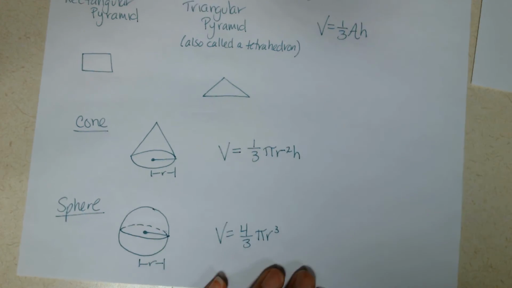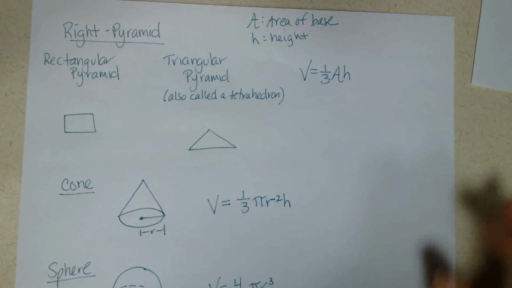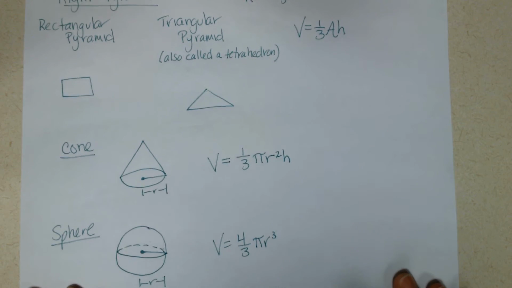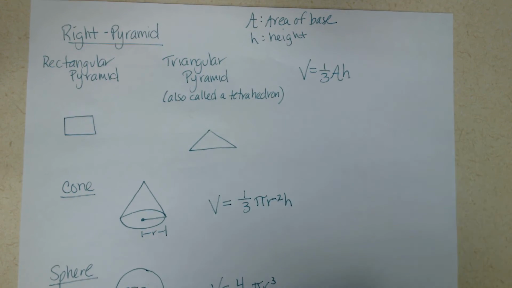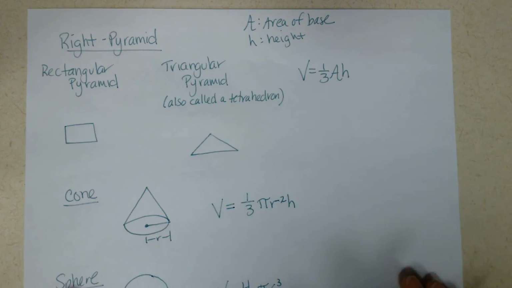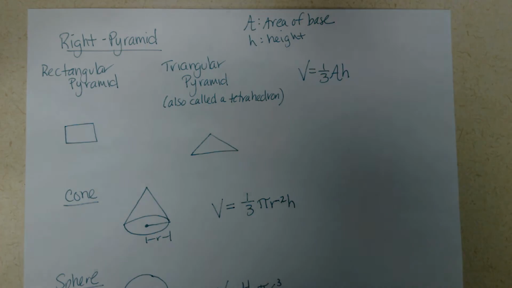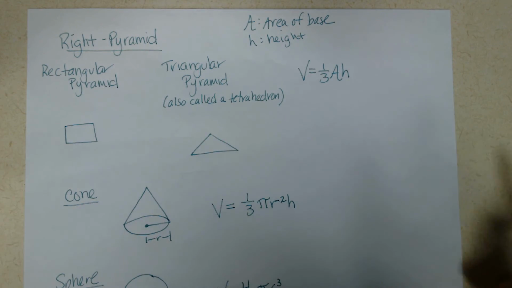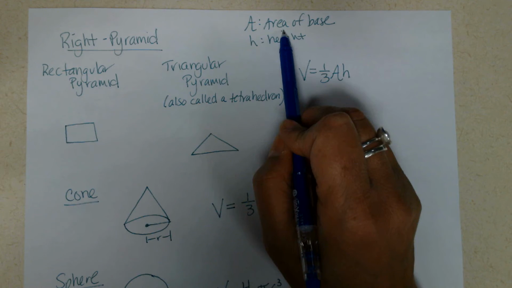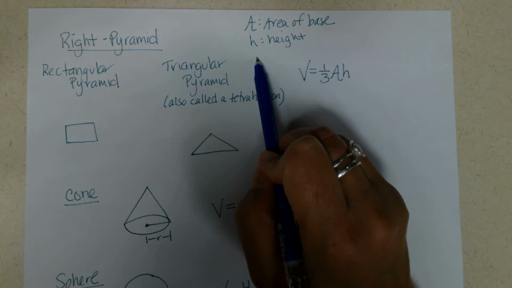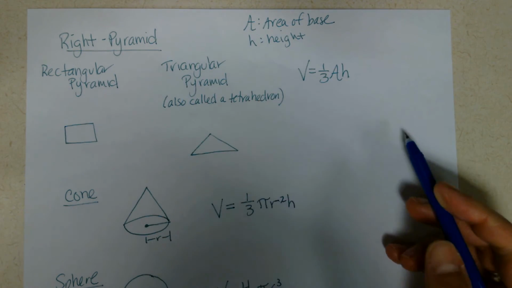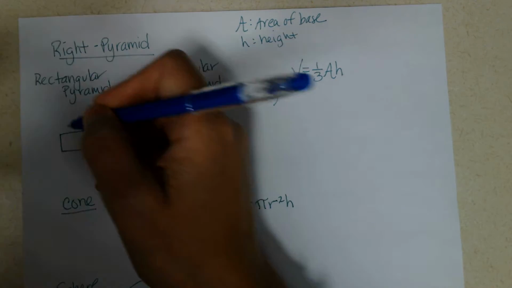Okay. Our next ones, we have our right pyramid, our cone, and our sphere. So our pyramids, these are different from prisms because they only have one base, which is really good. Remember, fancy A is area of the base, and H is height. So first let's make them and then we'll do an example. I didn't even list an example there.